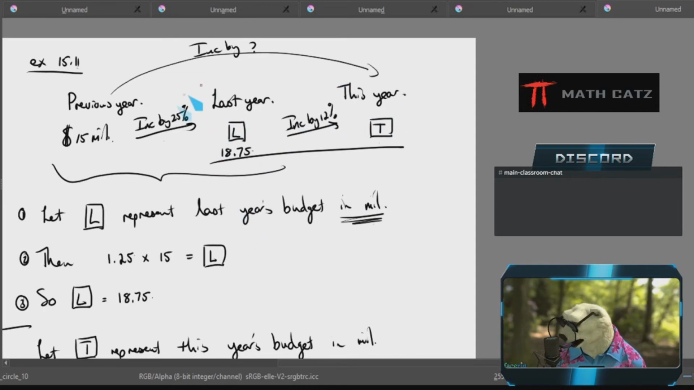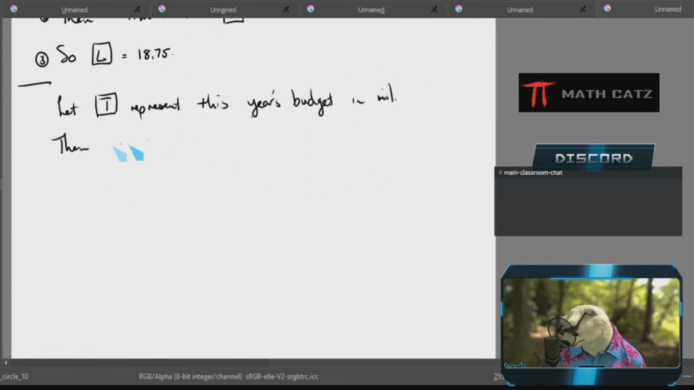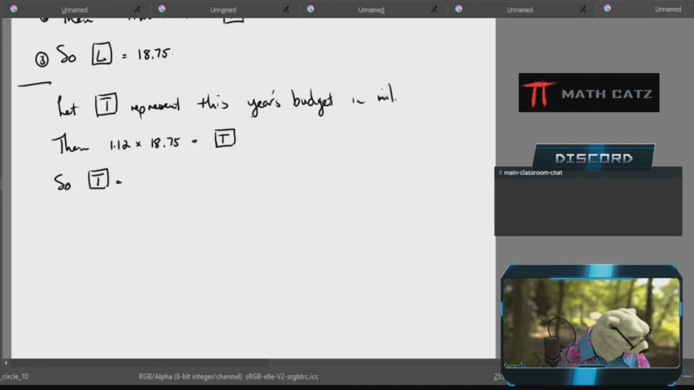Okay, so let's write the translation of this. 1.12 applied to 18.75 is going to give me this year's budget. And again, I look at it. The sentence doesn't need any rewriting. It tells me already what to do to calculate that T symbol. I'll just do it. 1.12 times 18.75. Yes, type that in right. And I get 21. Wow, that's nice. Clean. So I have a little step 1, 2, and 3 there as well.